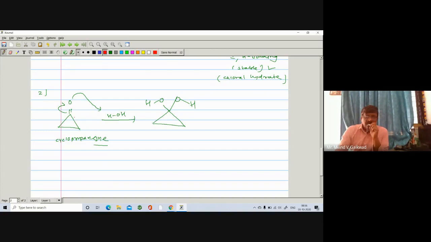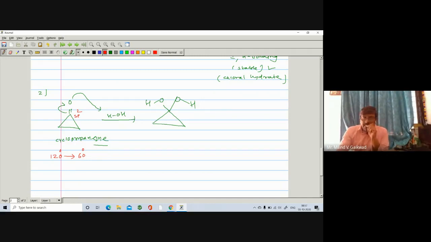The reason is that this carbon is sp2 hybridized, right? So the internal bond angle should be 120, right? But in the cyclopropanone, the internal bond angle is not 120, it is 60 degree. So in the 60 degree, these groups accommodate, means there is more crowding, right? So this is your 60 degree. So from 120 it converts into 60.